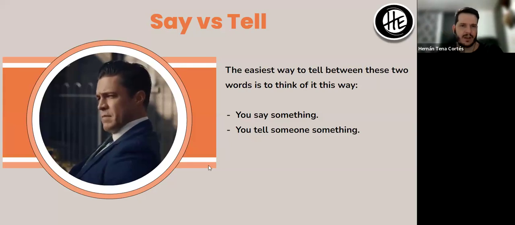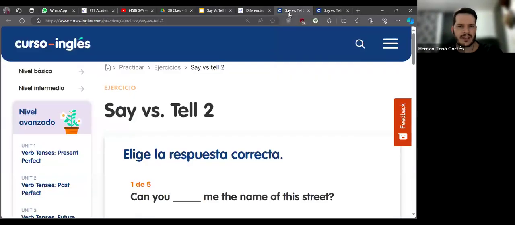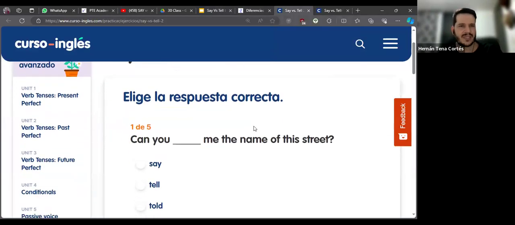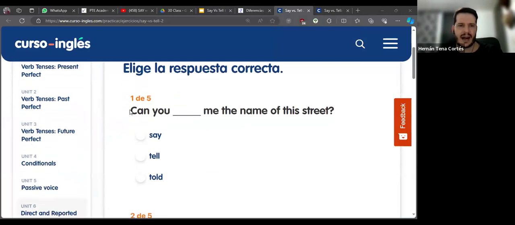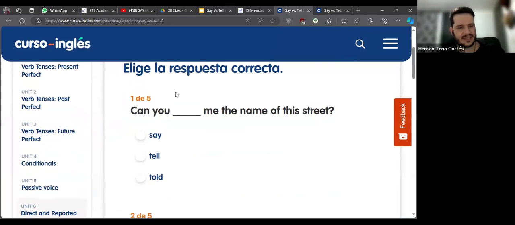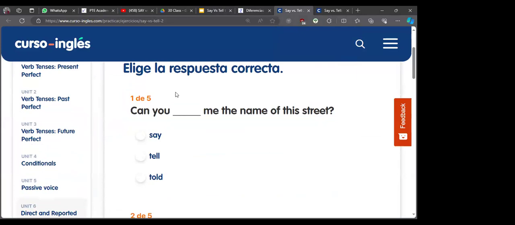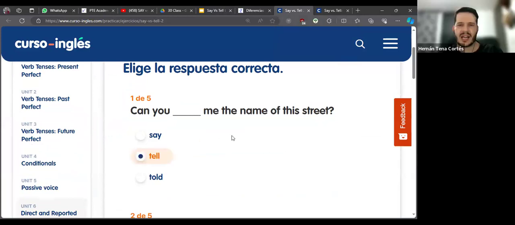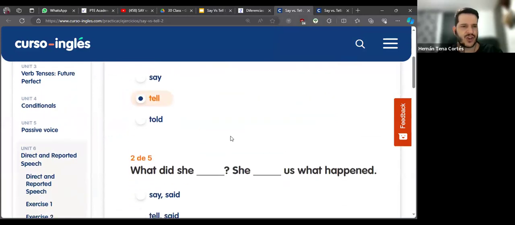Okay. So now let's go back and we're going to do a couple of exercises together. We're going to do it together, all right? I'm going to ask Adriana to help me with the first one here. Adriana, look at this sentence here. Which one do you think would be the correct word to complete the sentence? Can you tell me the name of this street? Can you tell me the name of the street? Is correct. Good job, Adri.